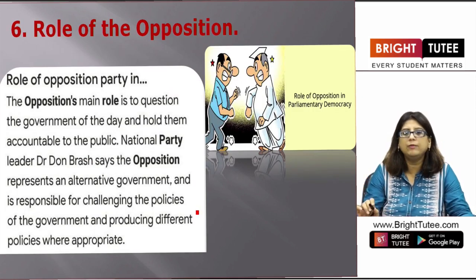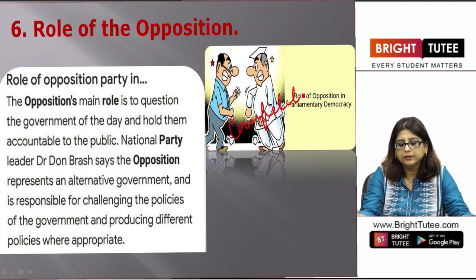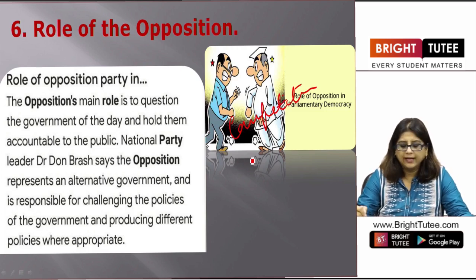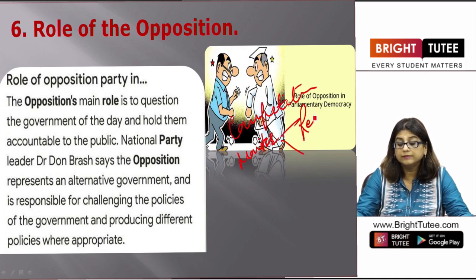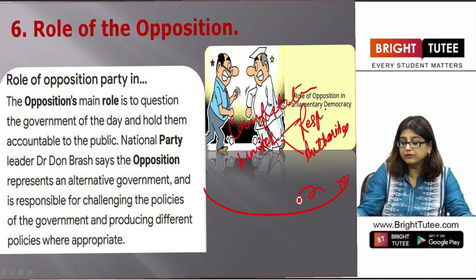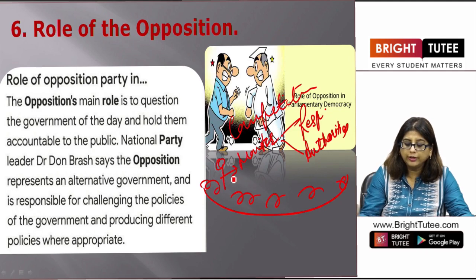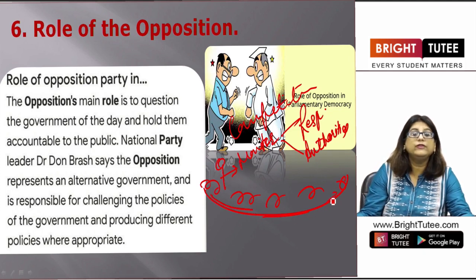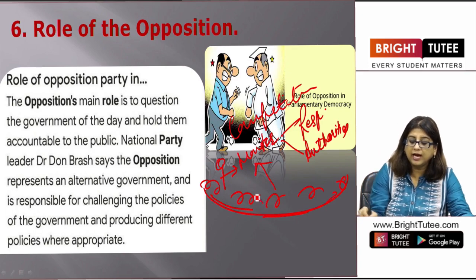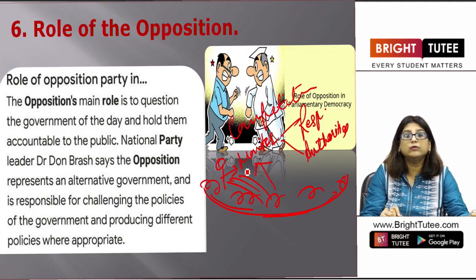What is the role of opposition? This is also very, very important. You know, what happens when you have a competitor? Opposition plays the role of a competitor. For example, if I am the monitor of the class, I have so many responsibilities and some authorities also. What happens with the rest of the students? The teacher would always talk to the monitor. But these children would prove themselves better than this monitor so that the teacher would approach them.